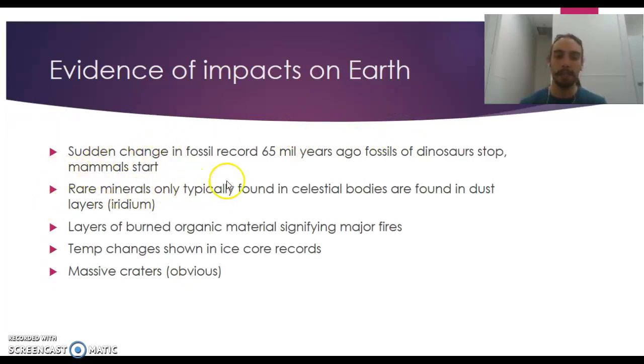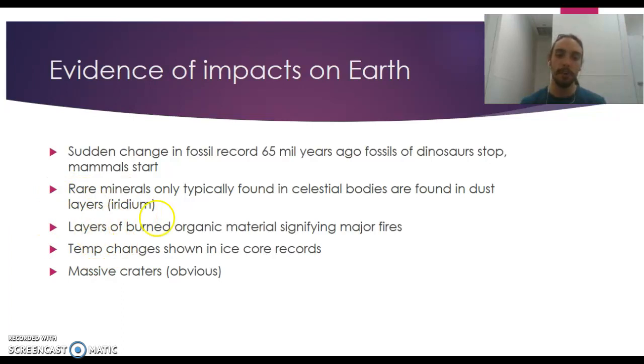Rare minerals, only typically found in celestial bodies, are found in dust layers. Like iridium, this generally doesn't happen. I don't think this occurs at all on Earth naturally, actually. So when we find this, we know that we got it from some sort of impact from space.